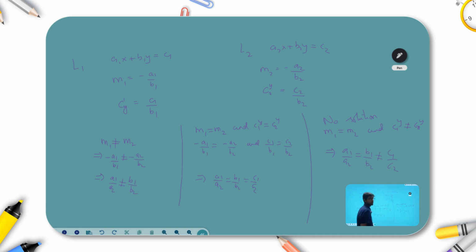Now, some of us also refer to these two cases as consistent equations and this case as inconsistent. Inconsistent is a term when a system of linear equations does not have any solution, and a consistent system of linear equations has at least one solution.